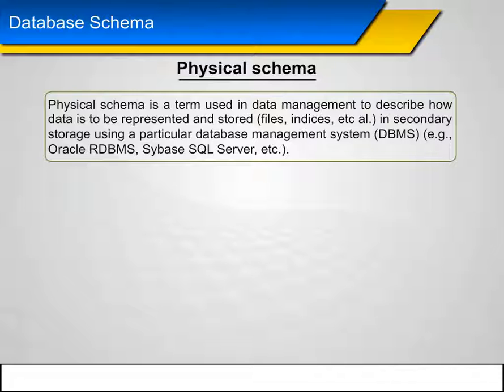Physical schema is a term used in data management to describe how data is to be represented and stored, files, indices, etc., in secondary storage using a particular database management system, DBMS. Example: Oracle RDBMS, Sybase SQL Server, etc.